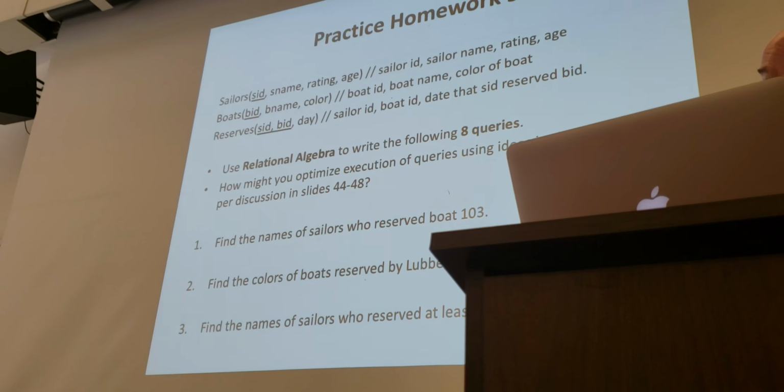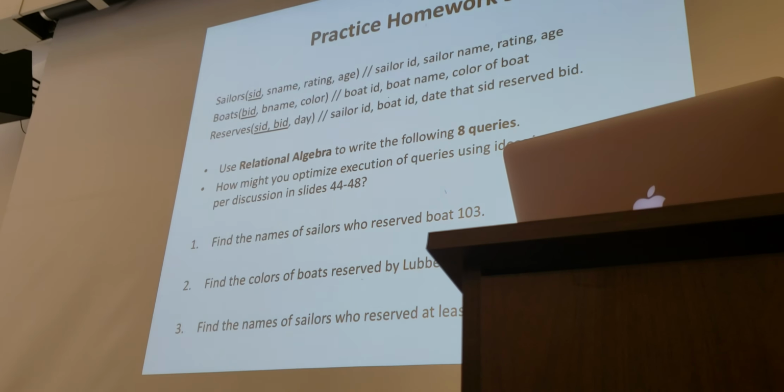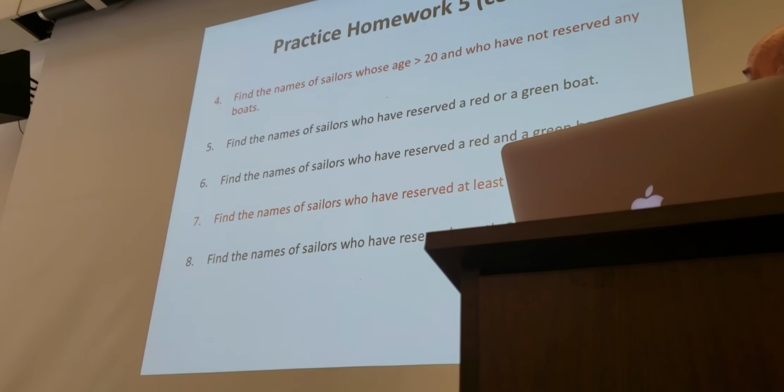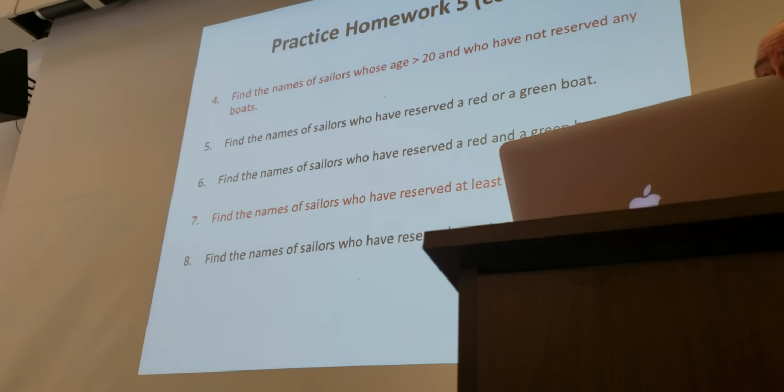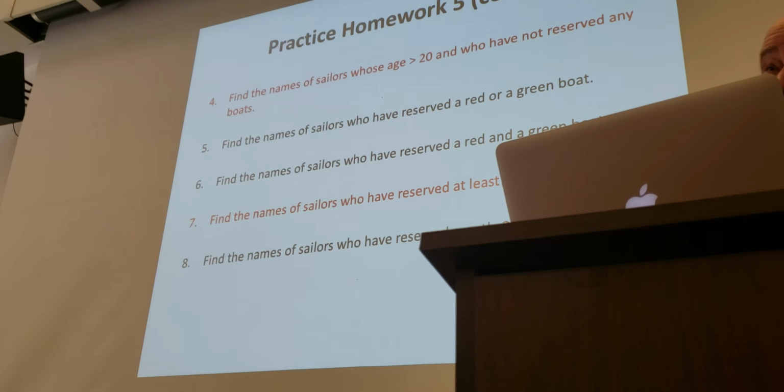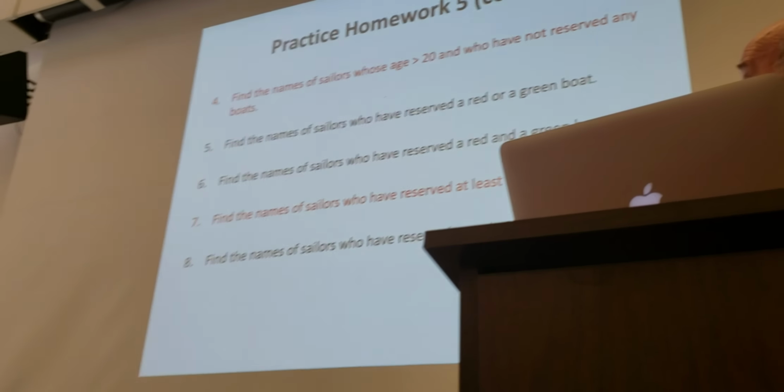You've got sailors, you've got boats, you've got reserves. How can you write these 8 different queries? And again, I will, but not for a week. I will post a week from today. I will post the answers to 4 and 7.